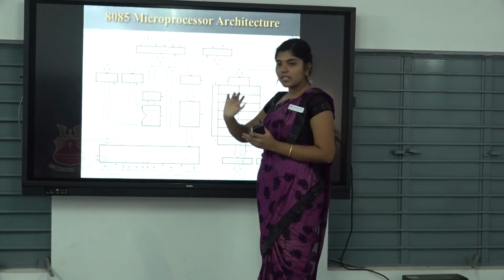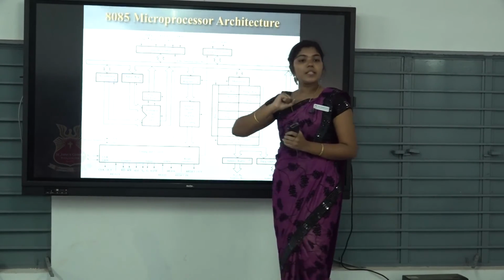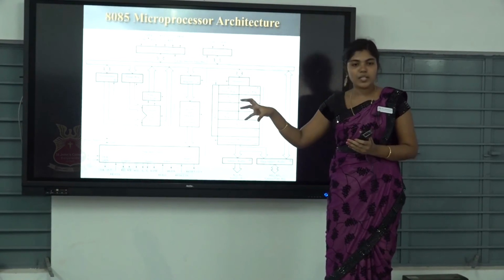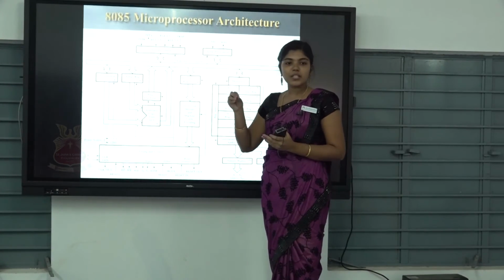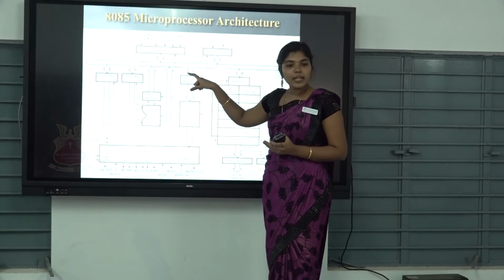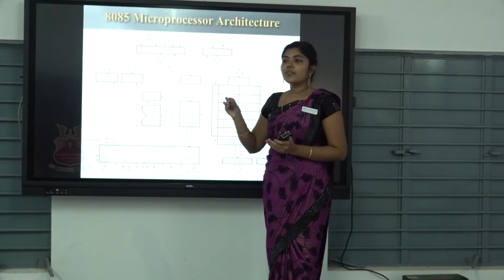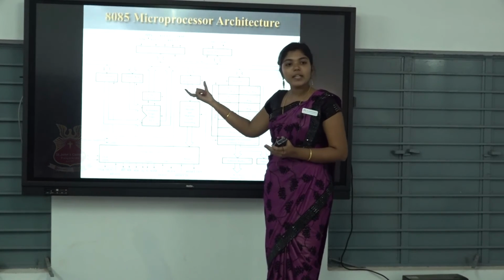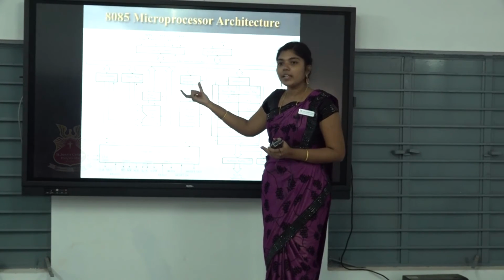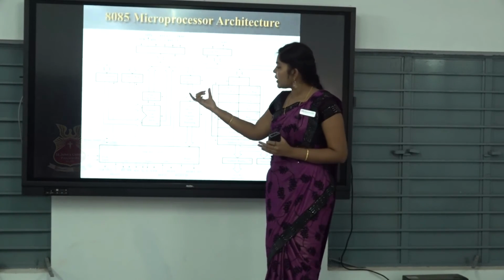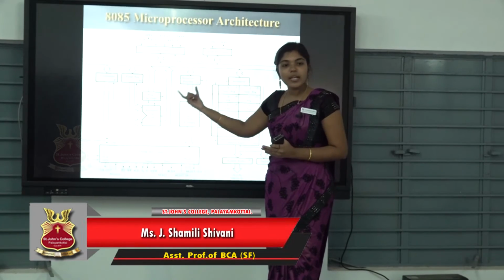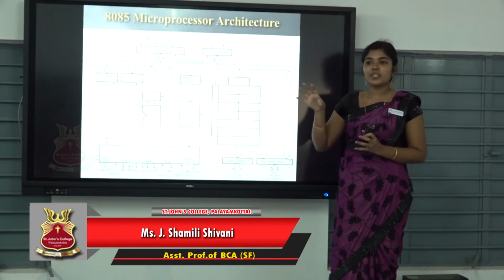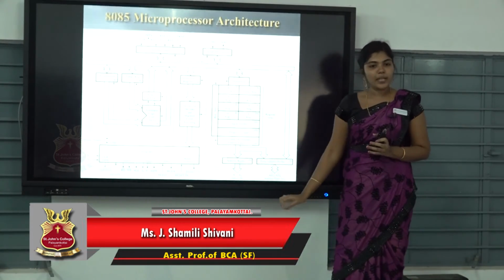And next one is the instruction register. Already I told you every microprocessor has a set of instructions. So each and every instruction has to be stored in the instruction register. When you fetch an instruction from memory, it will be loaded in the instruction register, and finally after loading, it will be decoded by the instruction decoder. So these are the internal functional blocks of the 8085 microprocessor.